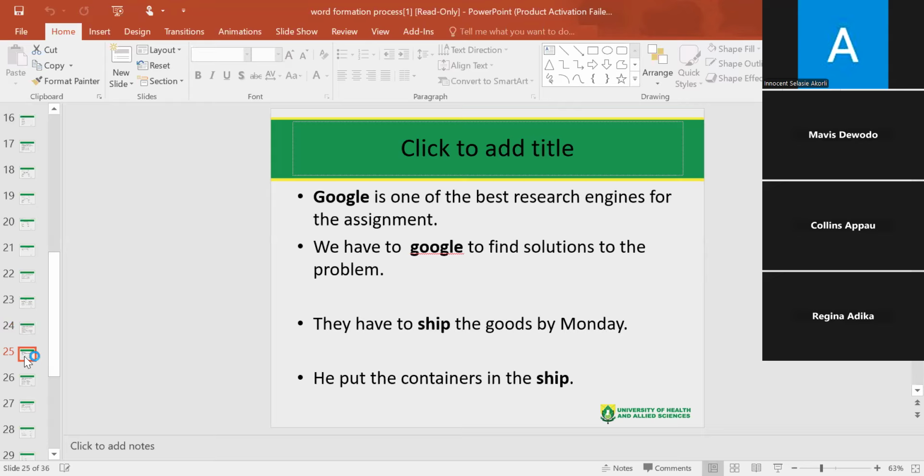So you have examples like we have to ship the goods. So you can send goods by ship. So we ship the goods. Then let's put a ship. Let's put the containers in the ship. Having placed them in the ship, then we can ship the goods.